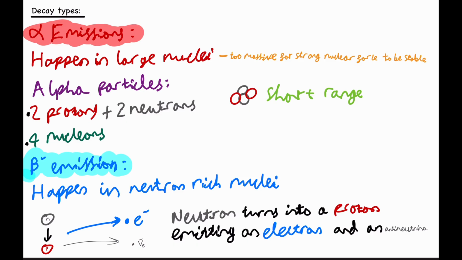And now let's move on to beta minus emissions, and this usually happens in neutron-rich nuclei, where a neutron turns into a proton, and an electron is released, or a beta particle, so a high-speed electron is released, and also an antineutrino is released as well, which is a smaller particle. So a neutron turns into a proton and emits an electron and an antineutrino. So this is basically beta emissions.